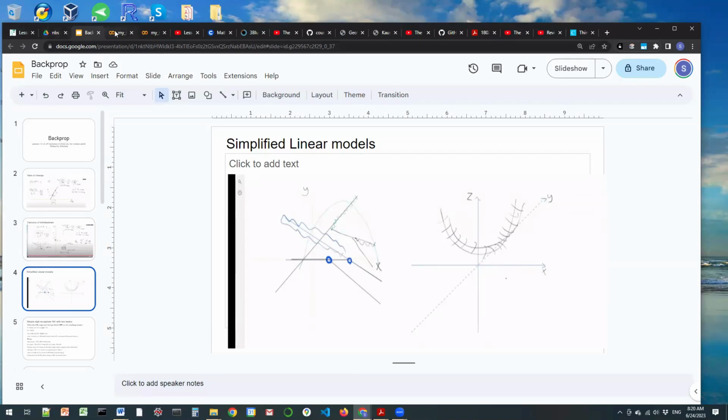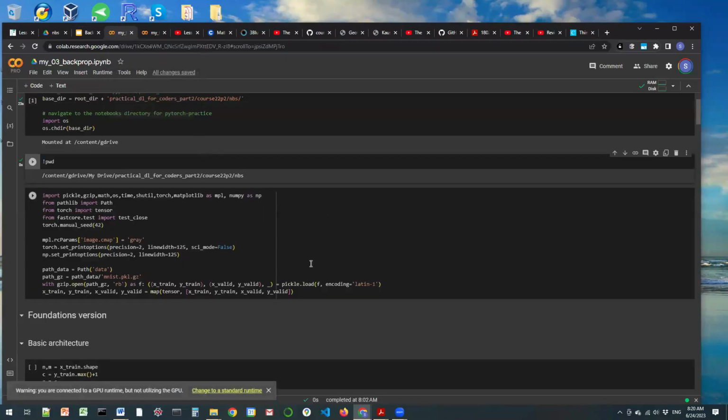And now we switch to trying to build such a network. Can you folks see the notebook? Yes, we can. Okay, thanks.